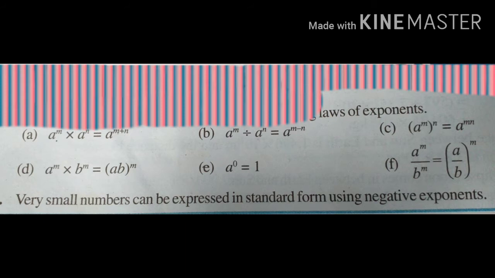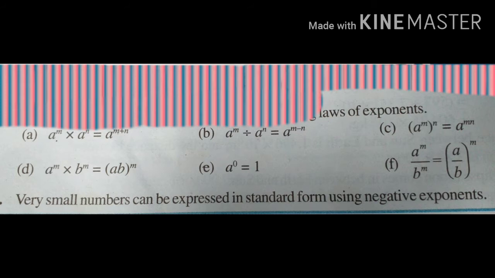Now number A, look here, a to the power m into a to the power n is equal to a to the power m plus n. If we have given a question like this, we can use this law of exponent. And B, we have a to the power m divided by a to the power n equals a to the power m minus n. C, we have bracket a to the power m bracket close to the power n. If you have given like this, equals, we have to use a to the power m into n.